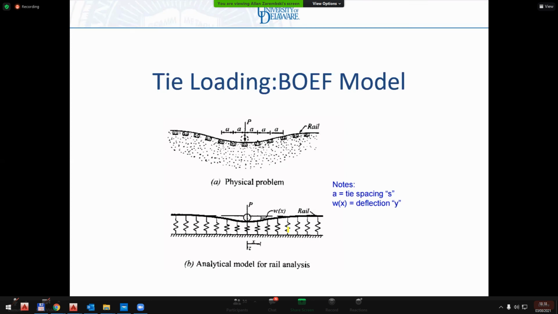And remember, the spring K represents the sleeper in the ballast. So again, W is my deflection, and my sleeper spacing, you'll either see it referred to as A or S. Both are used in the literature, so you'll see both of them. Okay, so I'm representing my sleepers, which are really spaced apart by this distance A or S, and we're representing it by a continuous foundation.